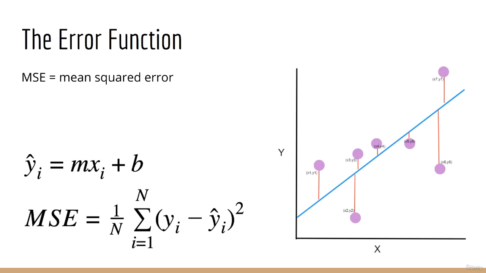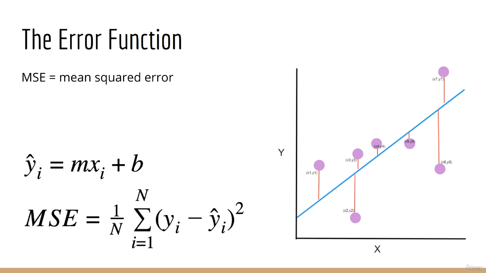The idea is we're going to define an error function. For each data point, which is a pair made up of the input xi and the target yi, we are going to calculate a prediction y hat i equals m xi plus b. Then we are going to take the squared difference between yi and y hat i. We're going to do this for each of our data points for i equals 1 up to n. Once we've done this, we can add them all up and divide by n.